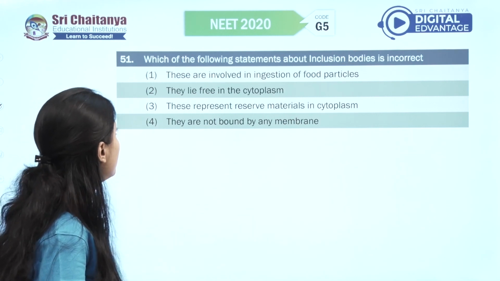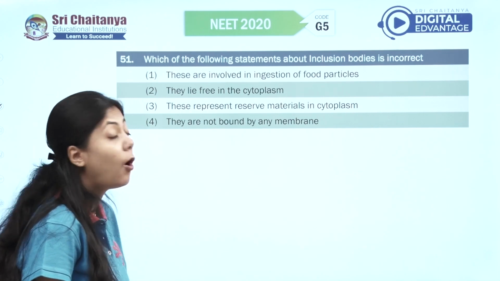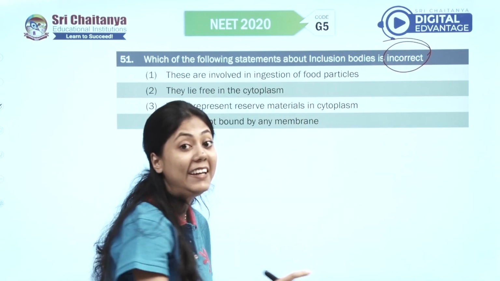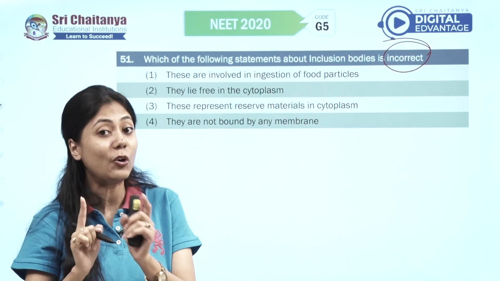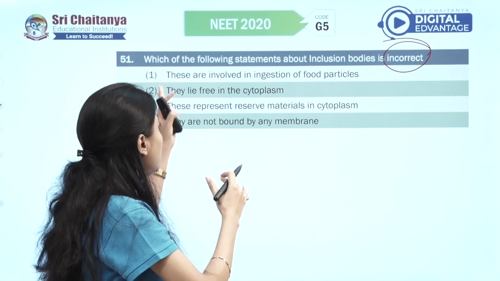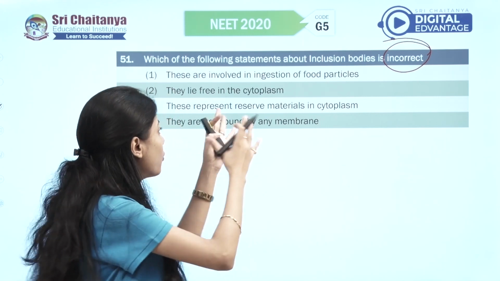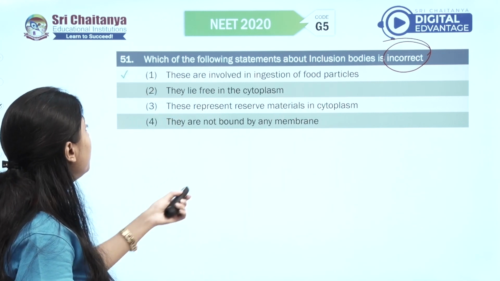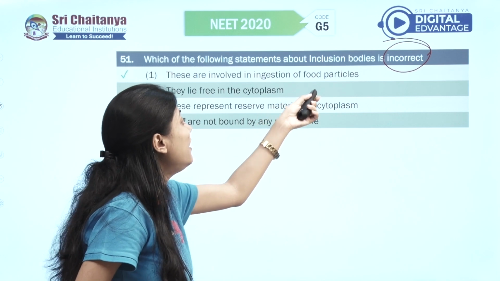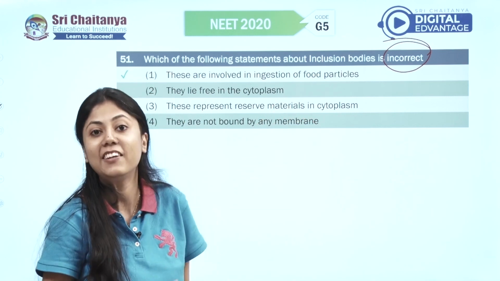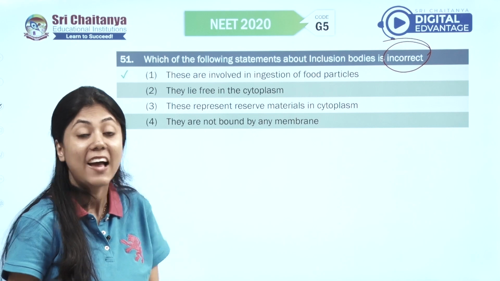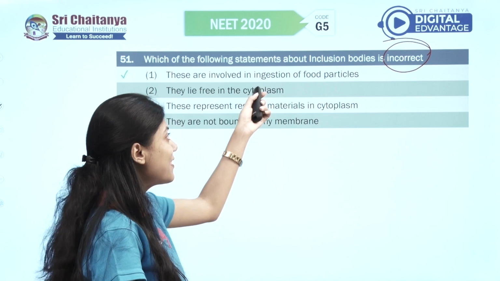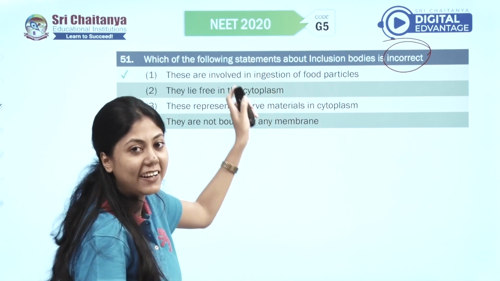Next question. Which of the following statements about inclusion bodies is incorrect, right? So do not just randomly mark anything in a hurried condition. The keyword here is incorrect. So the answer will be: these are involved in ingestion of food particles. Yes, my dear students, inclusion bodies are not involved in the ingestion of any sort of food particles. So this is the incorrect option and the correct statement.